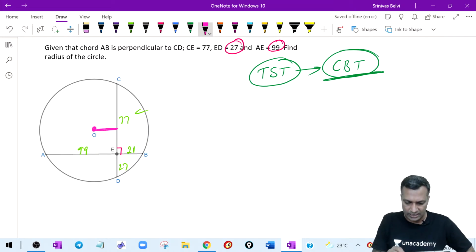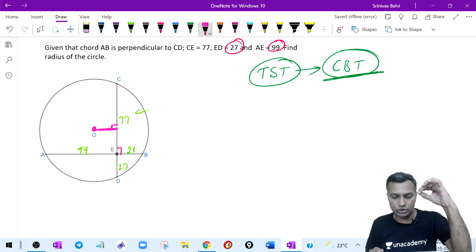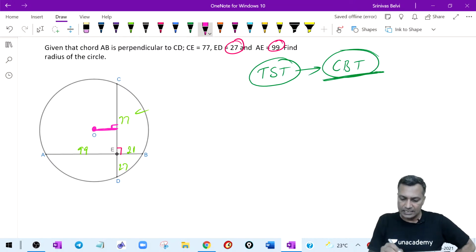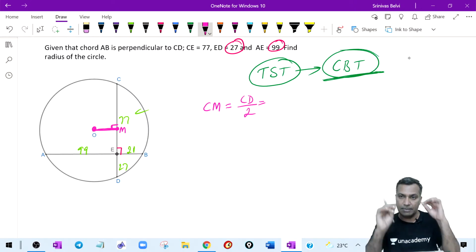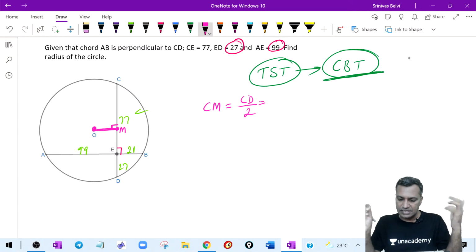Now say O is the center. I dropped a perpendicular to the chord CD. Then I get the midpoint. Then naturally this becomes the point M, which is the midpoint. If I want to understand what CM is, CM is equal to CD divided by 2, because M is the midpoint.